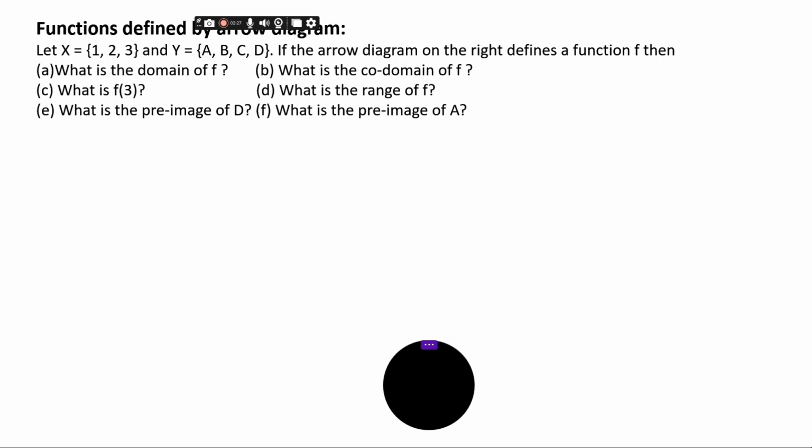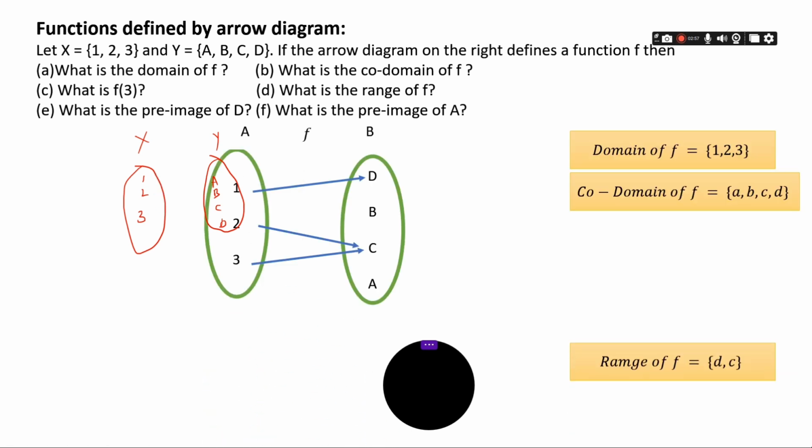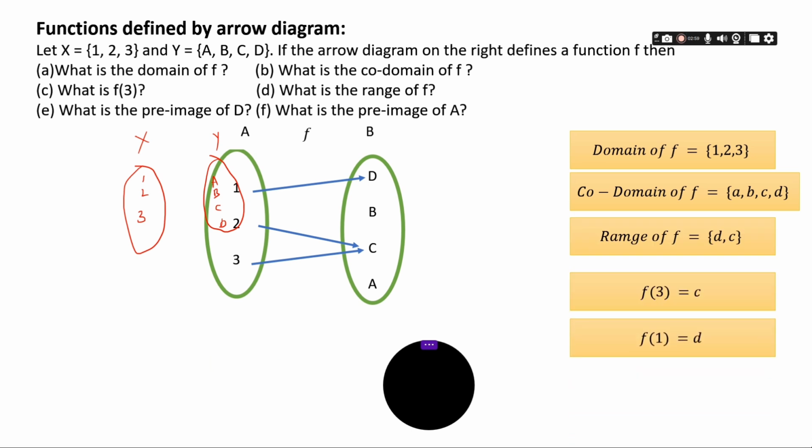Next, this is one question: functions defined by the arrow diagram. Here we can draw the arrow diagram. These are the x values 1, 2, 3, and the y values, which is the codomain, a, b, c, d. I think the diagram is given. This is the given one.